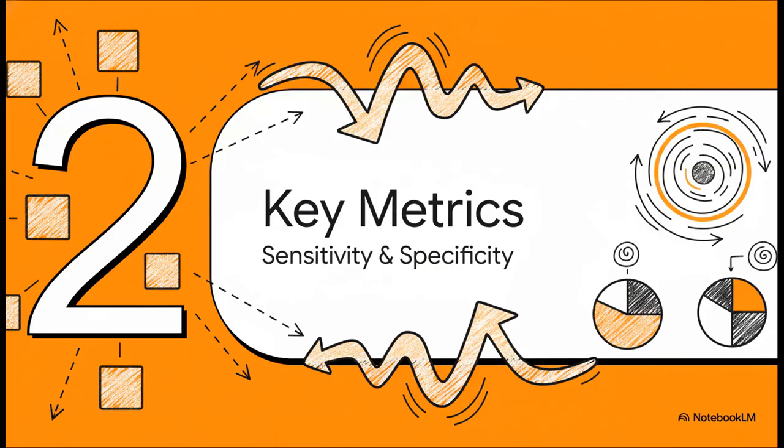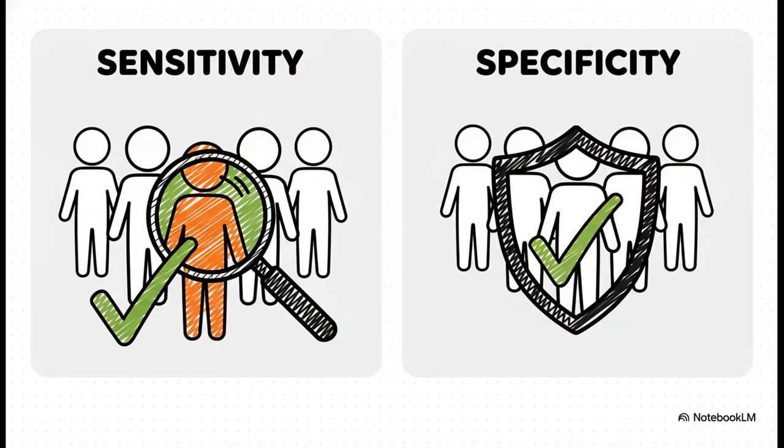All right, so now that we have those four counts, we can start calculating a couple of really crucial rates, metrics that tell us how good our model actually is. And those two metrics are called sensitivity and specificity. Think of it like this. Sensitivity, which is also known as the true positive rate, answers the question: out of all the people who were actually sick, how many did we catch? Specificity is the flip side. Out of all the healthy people, how many did we correctly clear? Going back to our analogy, it's about how well we spot the planes versus how well we ignore the clouds.